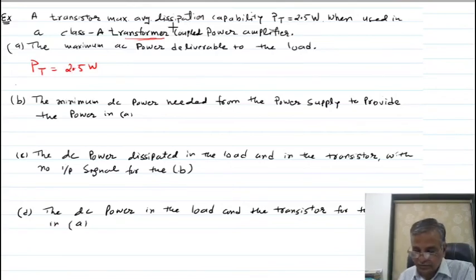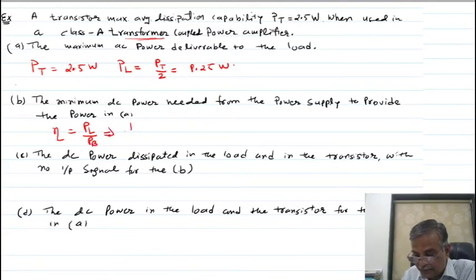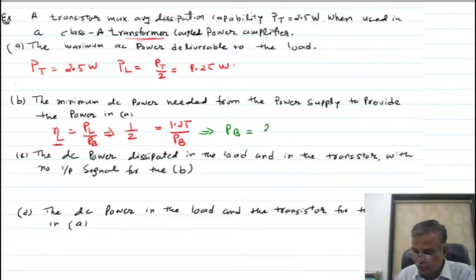Now, maximum AC power delivered to the load is PT by 2. The answer is the same, you get 1.25 watt. Second, the minimum DC power required from the power supply. Efficiency is nothing but PL by PB. Here efficiency is 50%, so eta is 1 by 2. This is 1.25 and this is your PB, so PB is 2.5 watt.